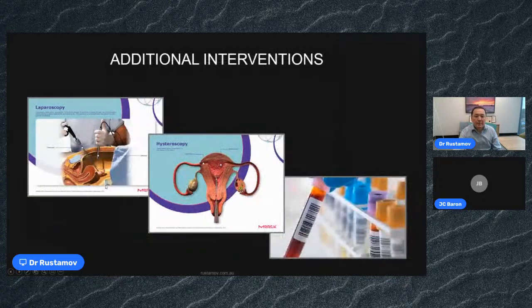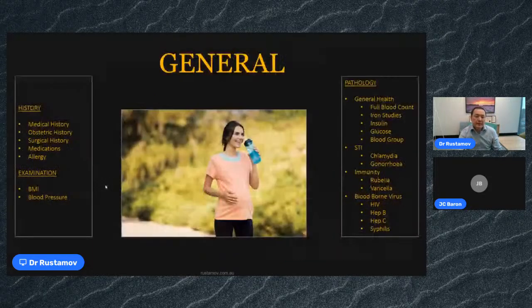So these are the basic workups we do. And if the patient gives additional history like recurrent miscarriages and other conditions which need to be investigated in full, then we request additional investigations. So this concludes our fertility workup before we start IVF treatment.